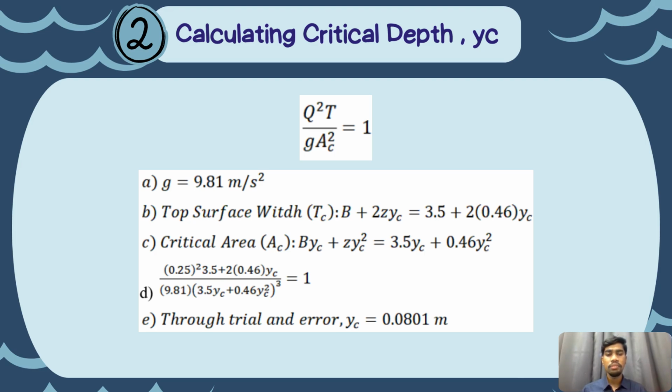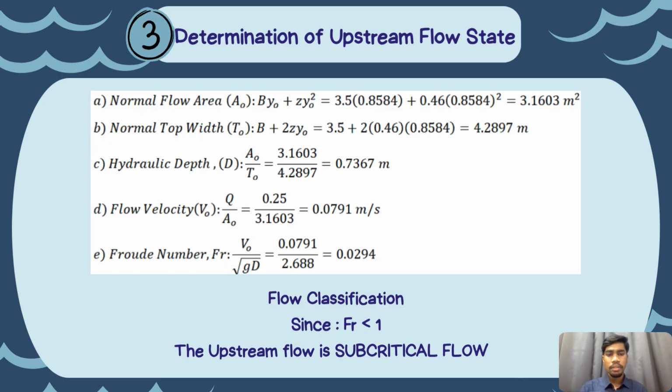For calculating critical depth YC, we use Q square T over G AC square equals 1. The G value is 9.81 meter per second square, and TC equals 3.5 plus 2 times 0.46 YC, and the critical area AC equals 3.5 YC plus 0.46 YC square. After rearranging the formula, we got YC equals 0.0801 meter.